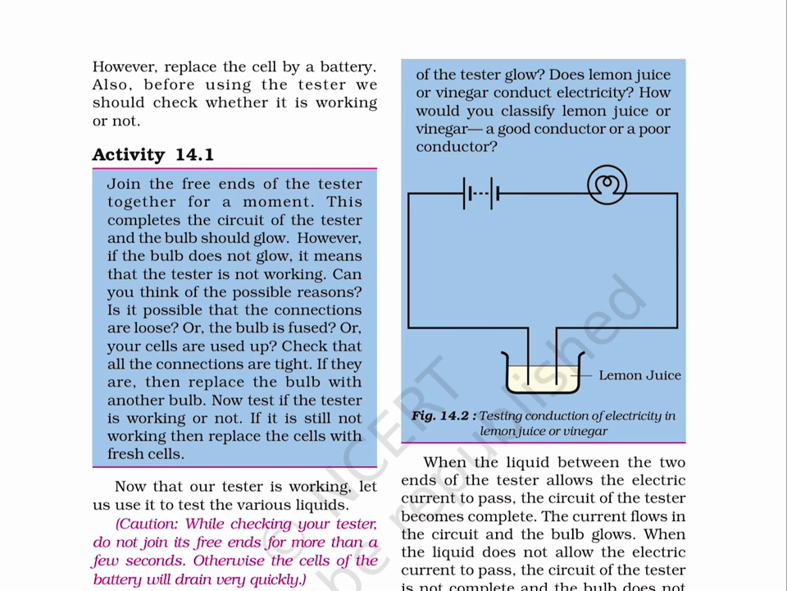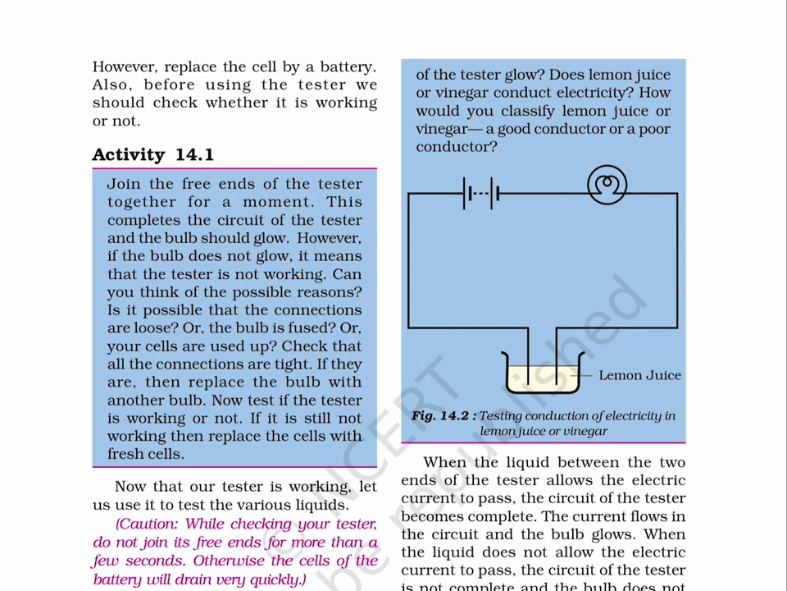Activity 14.1. Join the free ends of the tester together for a moment. This completes the circuit of the tester and the bulb should glow. However, if the bulb does not glow, it means that the tester is not working. Can you think of the possible reasons? Is it possible that the connections are loose, or the bulb is fused, or your cells are used up?